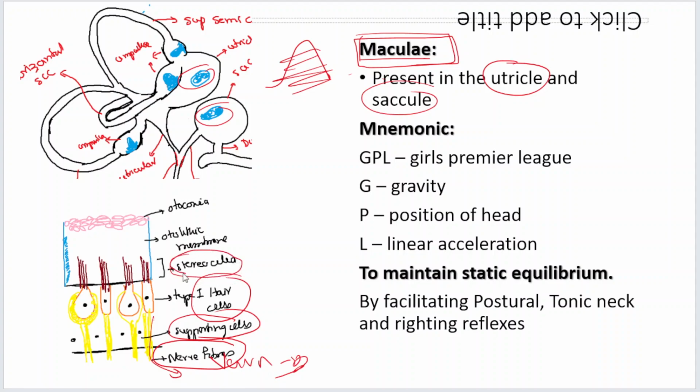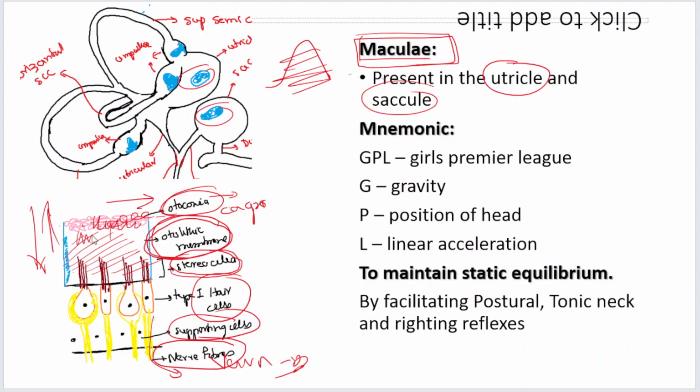They are called the stereocilia. They extend into a membrane, a gelatinous kind of fluid called the otolithic membrane. On top of it, you have what is called the otoconia. Otoconia are nothing but calcium granules present in this otolithic membrane. So when you move like this, the otolithic membrane moves, the otoconia moves. If you move down or up also, this will move, and that movement is perceived by the stereocilia, which is transmitted to the hair cells, then to the vestibular nerve, then to the brain.